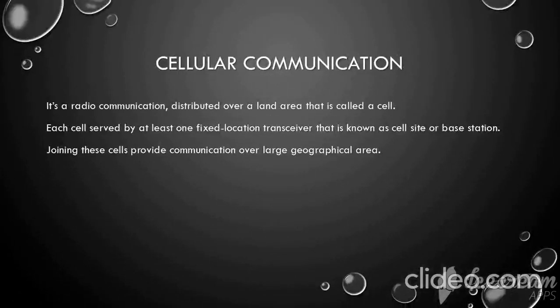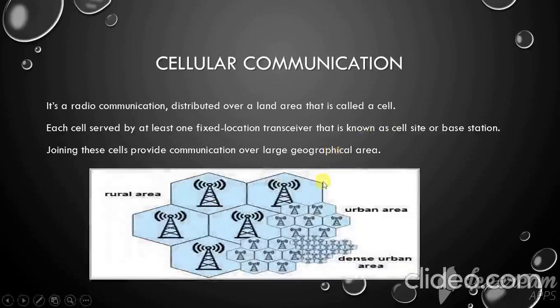Basically, it's a radio communication. What does it mean by radio communication? In this communication, we use radio signals to communicate between two devices or two ends of a land. It is distributed over a land area that is called a cell. And a cell is just like a structure that is in front of you, a hexagonal shape in which a transceiver serves as a cell site or a base station.